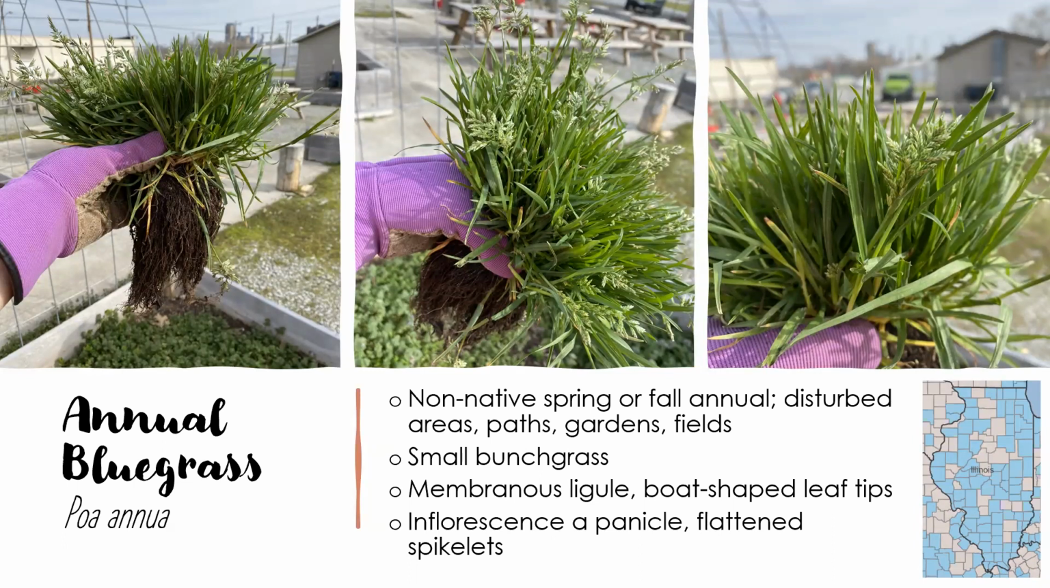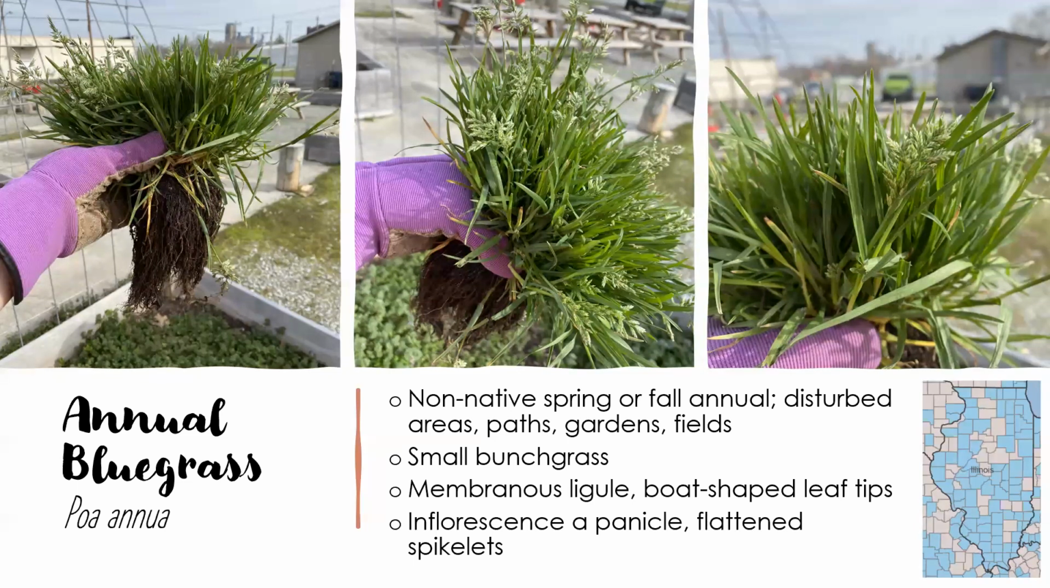Now, again, I'm in far southern Illinois, but I took these pictures on March 1st when we were weeding out some raised garden beds, and it was super easy to identify this grass because it grows in these tight little bunches, and it was already blooming. You can see those panicles already fully developed.